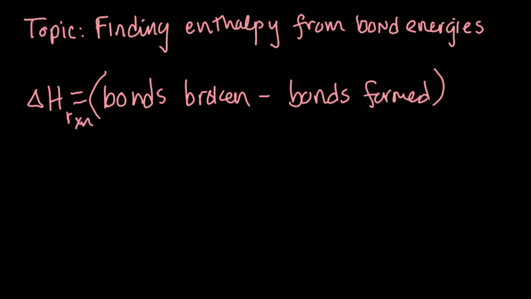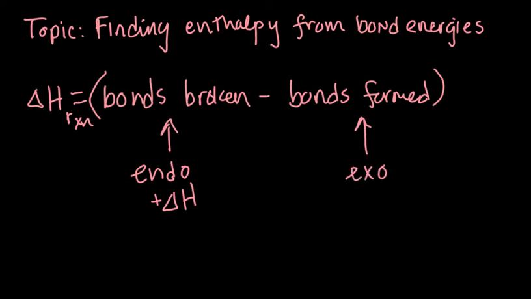Now you read about this last week, but the bonds broken are going to be endothermic, meaning that the sign is going to be a positive delta H, and when we form bonds, it's an exothermic process. It's going to give off heat, and it will be a negative delta H.